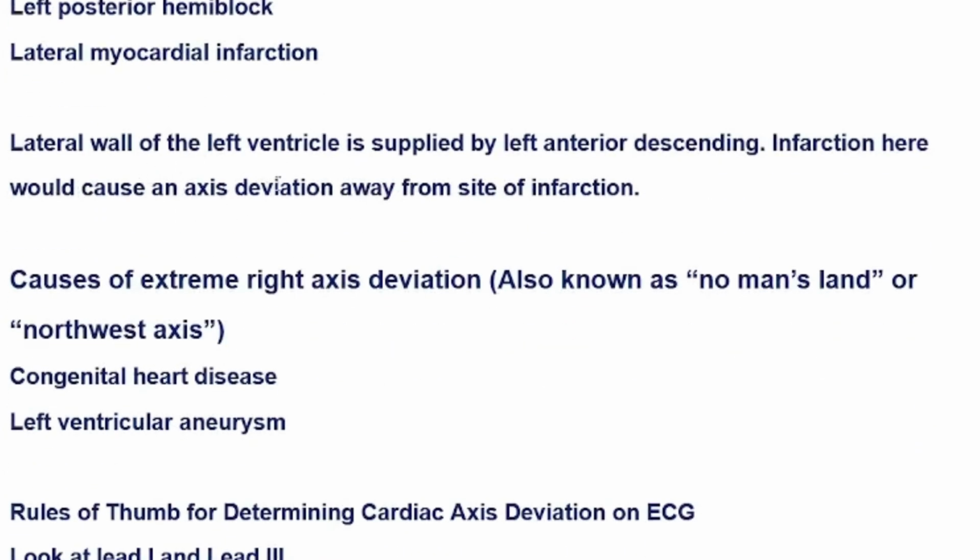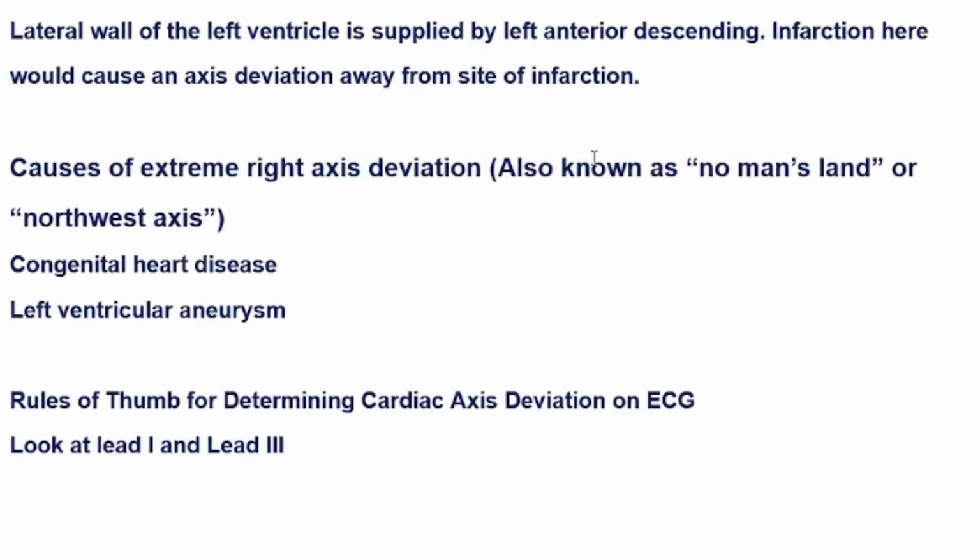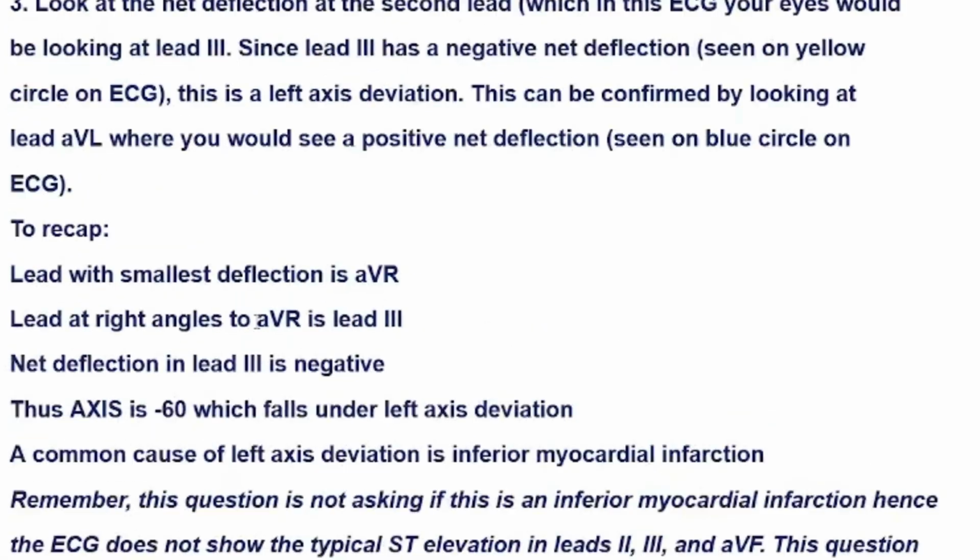The lateral wall of the left ventricle is supplied by the left anterior descending artery. Infarction here would cause an axis deviation away from the site of infarction. And some causes of extreme right axis deviation, also known as no man's land or northwest axis. The common causes are congenital heart disease and left ventricular aneurysm.